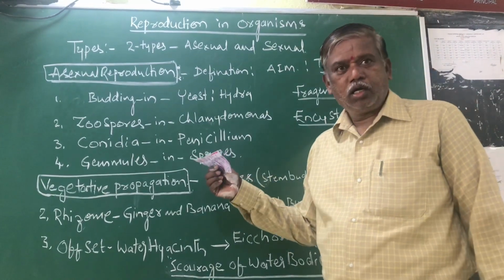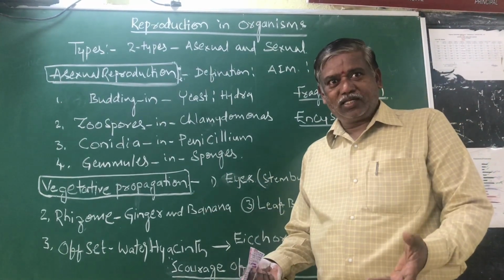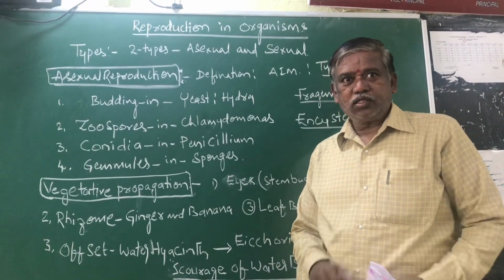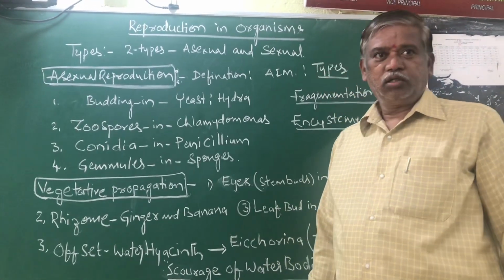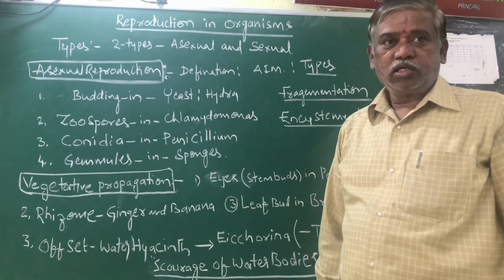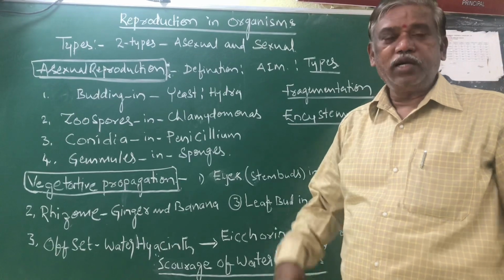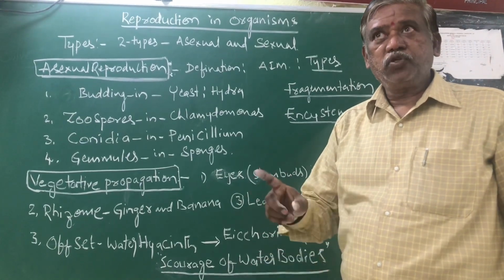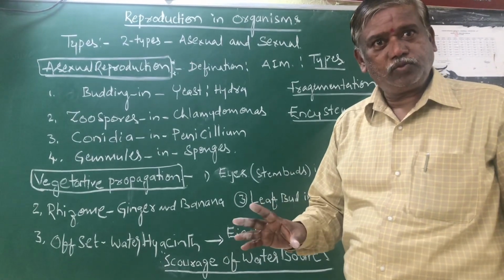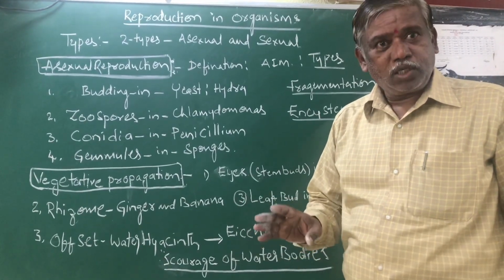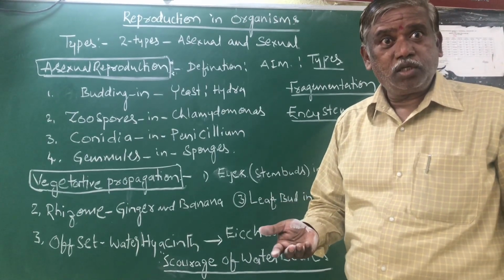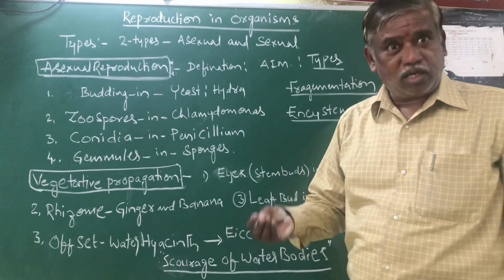It is the continuation class to the last. We are discussing a beautiful chapter, reproduction in organisms. In the last class, we already discussed the differentiation between asexual and sexual reproduction. Now today I want to discuss what the types of asexual reproduction are in various organisms.